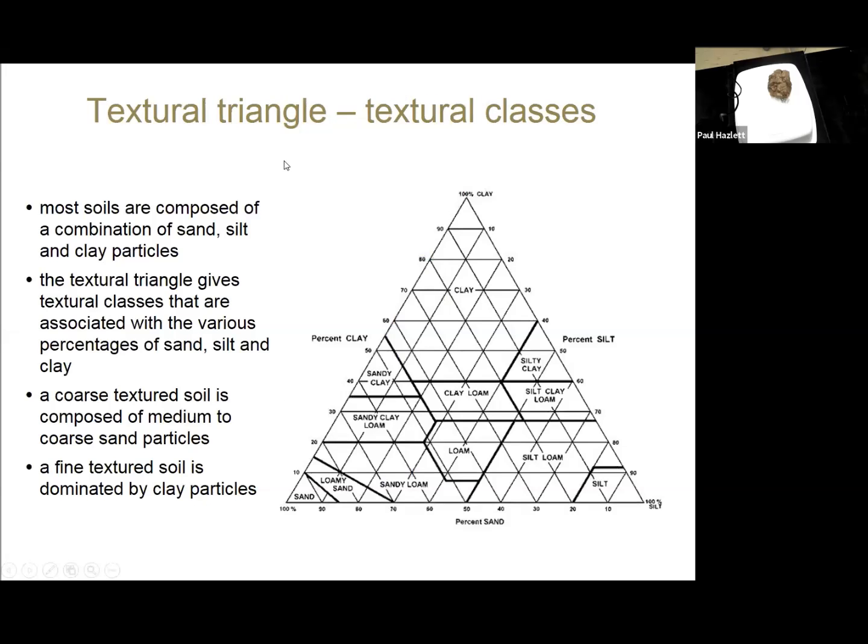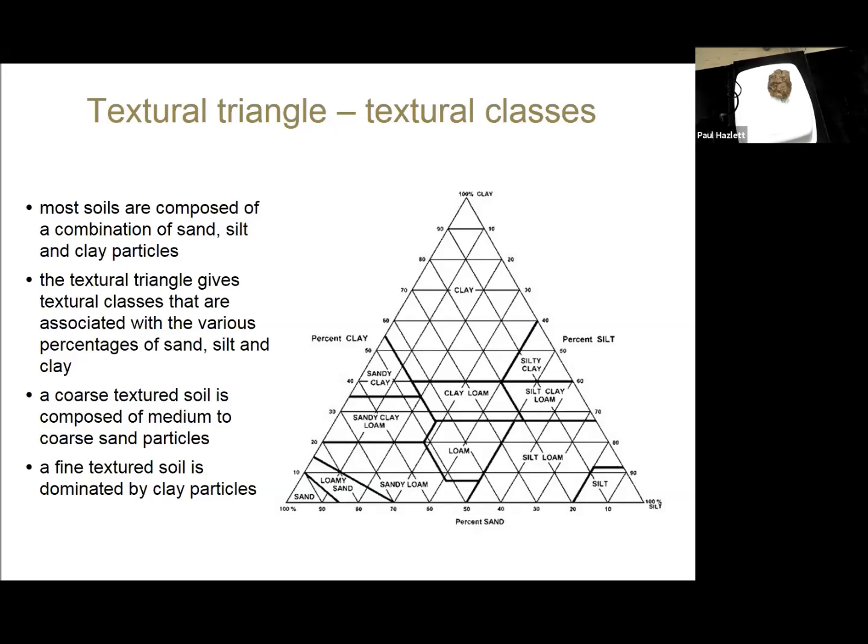Okay, so moving on to the textural triangle now. It's very difficult to find a soil sample that's composed completely of 100% clay, 100% sand, or 100% silt. Most samples are a combination of sand, silt, and clay at different percentages. So the textural triangle that I presented here, and again, I don't know, this may be the first time seeing it for some of you.